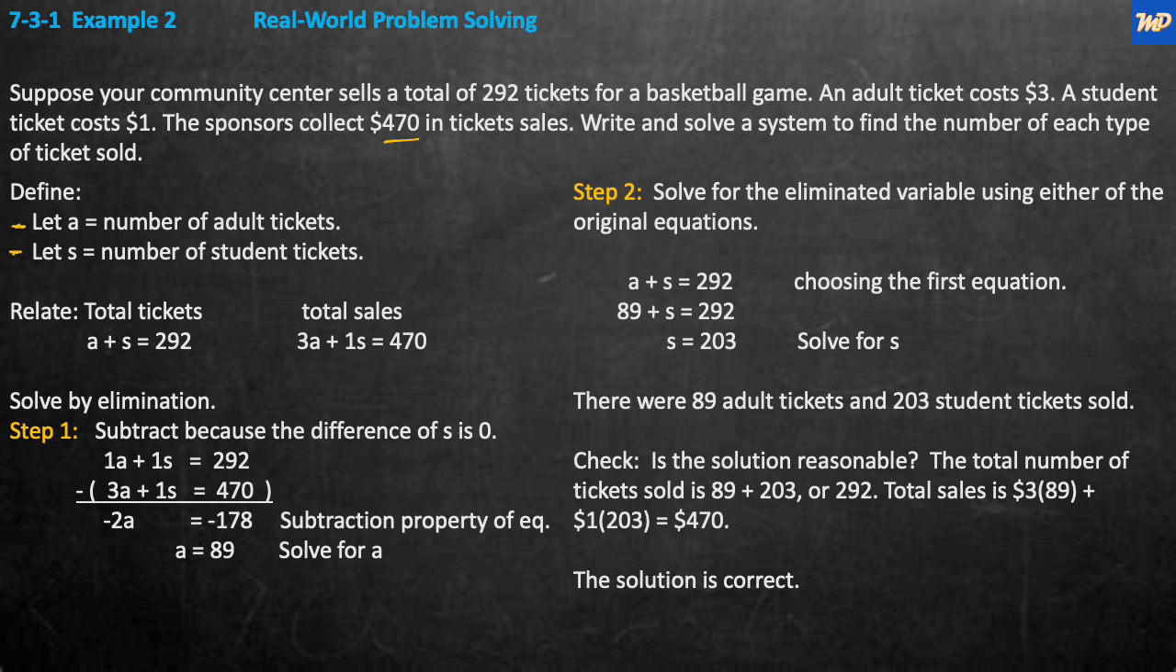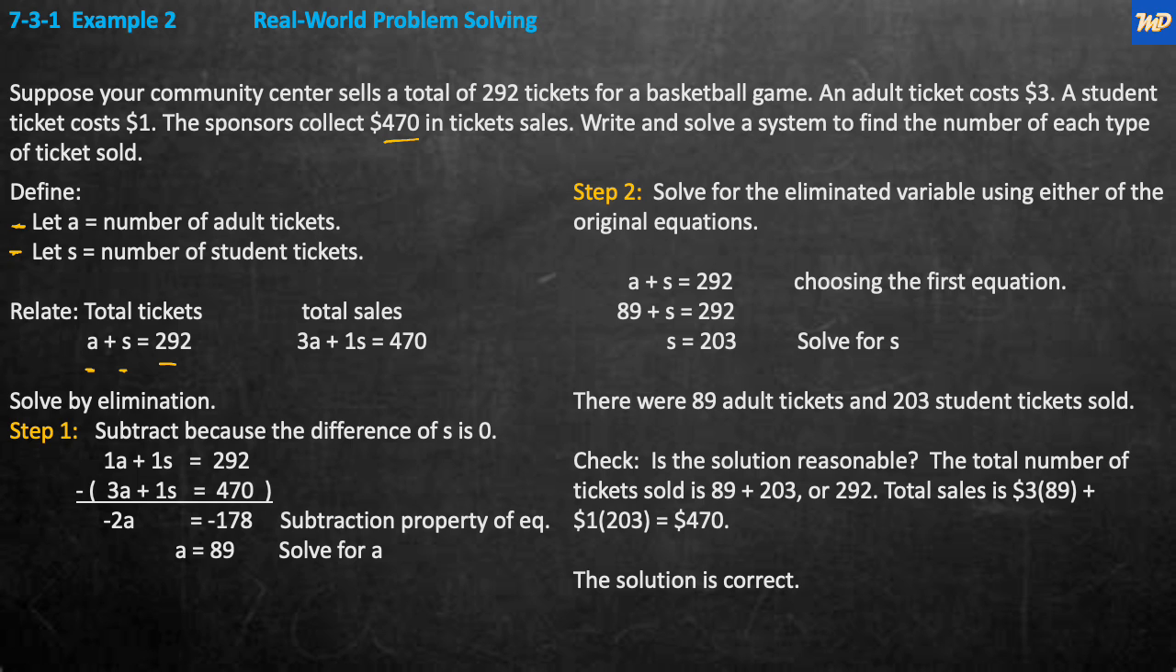Now, we need two equations. We have two variables. You need two equations to solve a system with two variables. If you had three variables, you would need three equations to solve a system of three variables. So we're going to solve a system with A adult tickets plus S student tickets is equal to 292. We know that. We just talked about that.